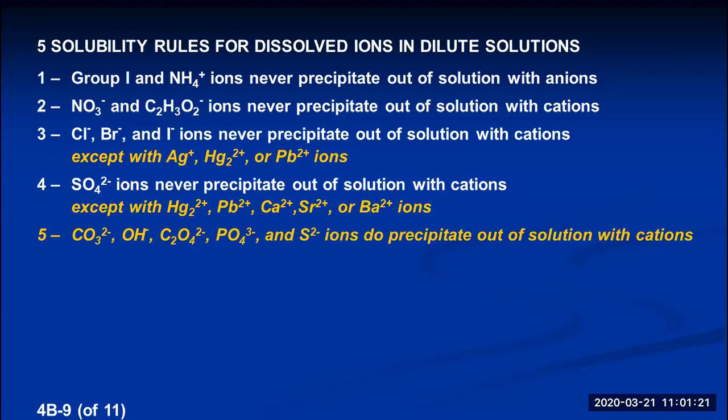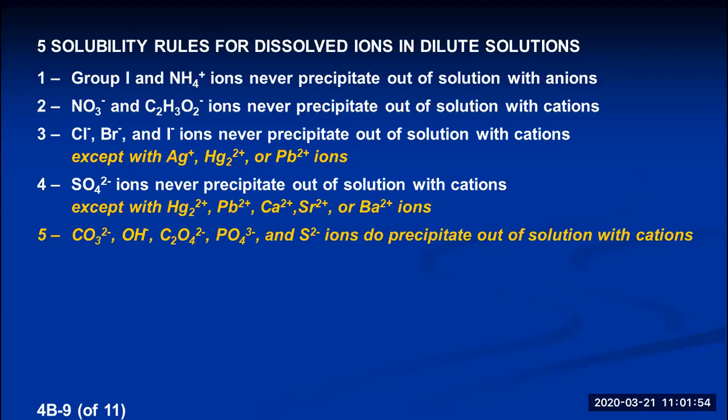The last rule has to do with the ions that tend to make lots and lots of precipitates. Carbonate ions that have a high negative charge. Hydroxide ions, which are really, really small. Oxalate ions, which have a high charge. Phosphate ions, which have a high charge. Sulfide ions have a high charge. They do precipitate out of solutions with cations. They make lots of precipitates. If they're in a solution and they bump into a positive ion, they're going to stick because they make a strong ionic bond, and they'll precipitate.